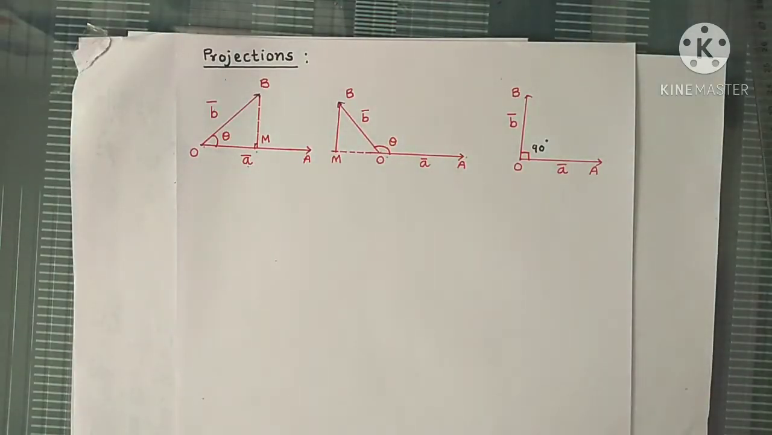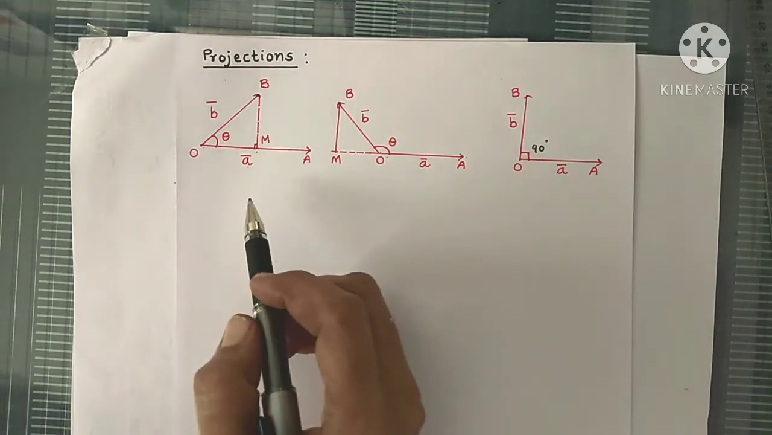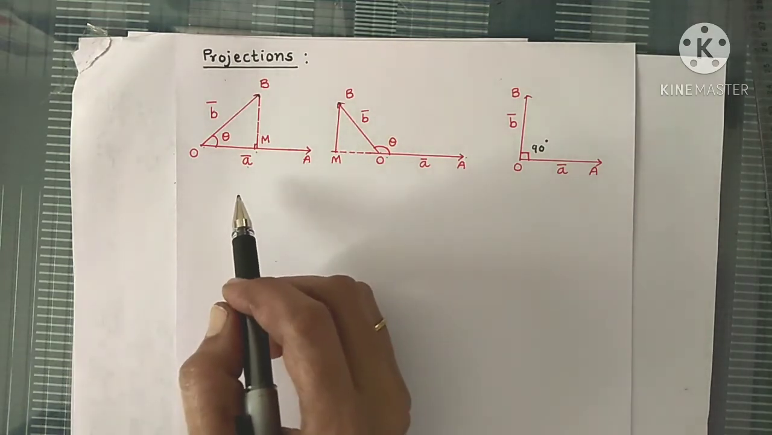Students, in this video we are going to study projections: scalar projection and vector projection. For that, let's take OA bar as A bar and OB bar as B bar. In all three figures, OA bar is A bar and OB bar is B bar, and theta is the angle between them.